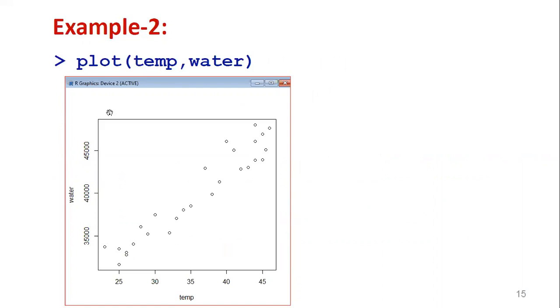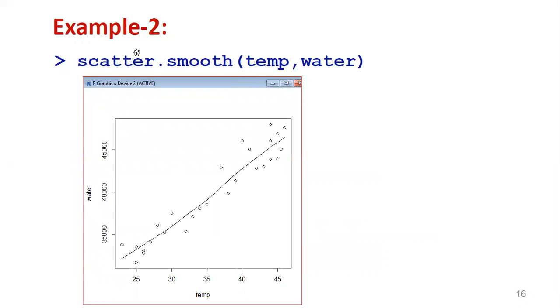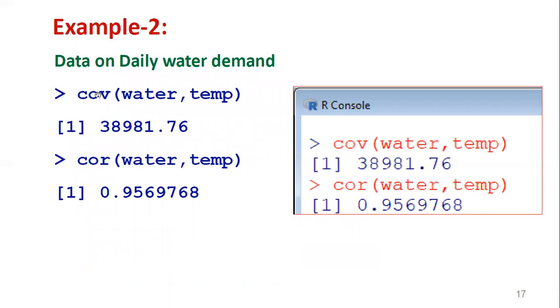Plot, scatter plot. By default, it takes points. So plot of temp, water. Then you can use the smooth scatter plot also: scatter dot smooth temp, water. So the smooth line with the points. Now for the data on daily water demand, you can find the covariance of the two data vectors, water and temperature. This is the covariance. Then correlation of water, temperature: 0.959.